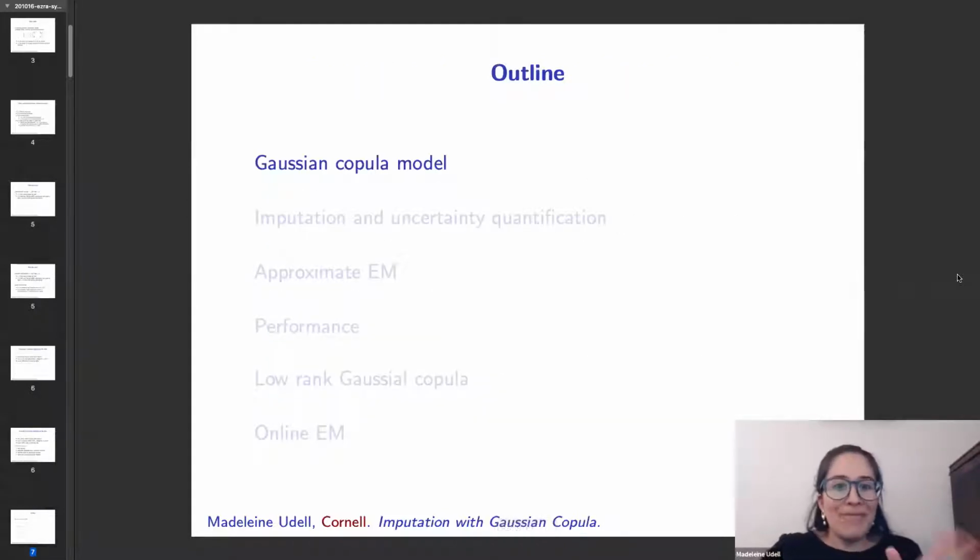Okay, so let me tell you about my new favorite model for this class of problems, which is the Gaussian Copula model.